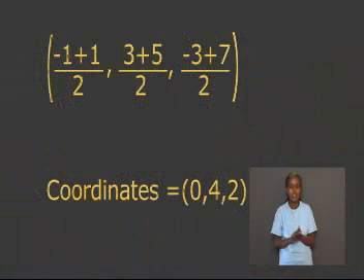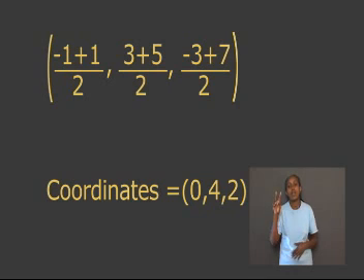Hello again. I am sure that you found the midpoint without any trouble. -1 plus 1 is 0. 3 plus 5 divided by 2 is 4. And -3 plus 7 divided by 2 is 2. The coordinates of the midpoint are 0, 4, 2.